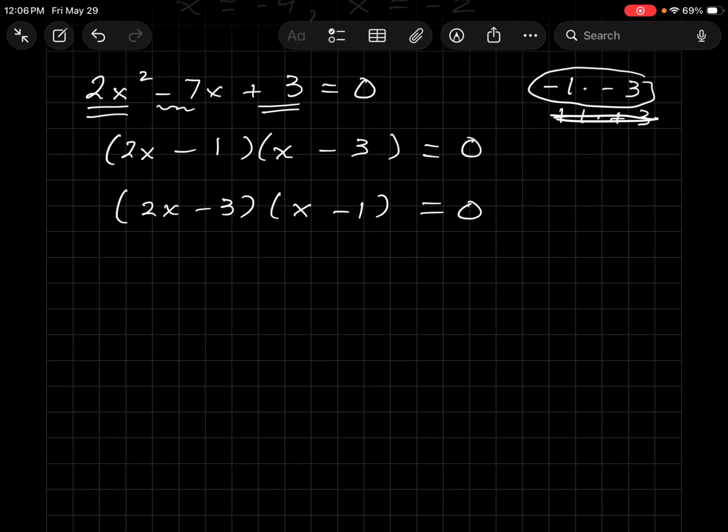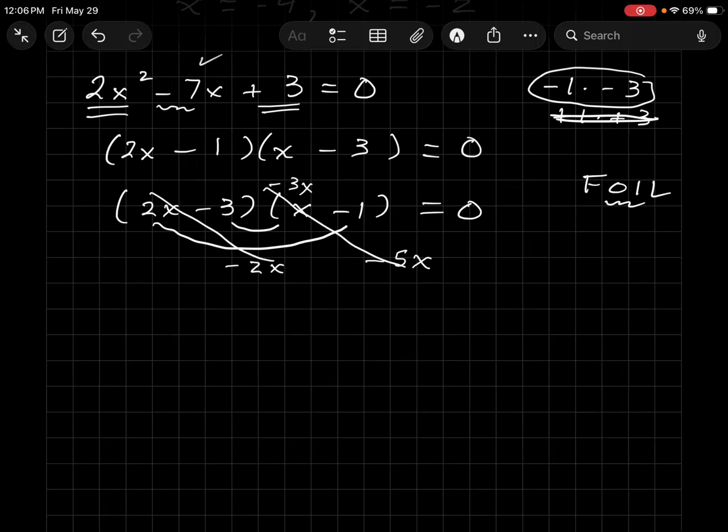Now I need to add, it's really a combination, multiplication and addition, up to negative 7. So if you ever learned the FOIL method, the outer and the inner parts, these things need to add up to negative 7x. So I get negative 2x here, negative 3x here, which gives me negative 5x, which means this one is not correct.